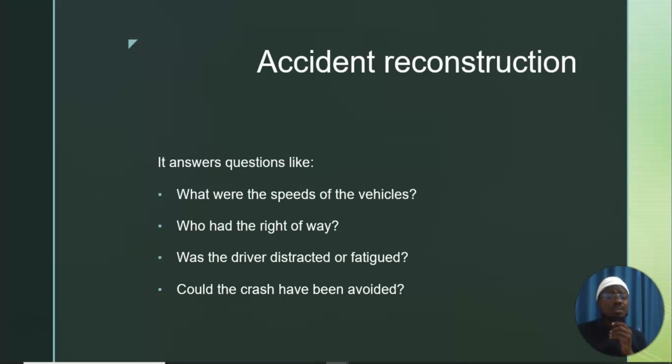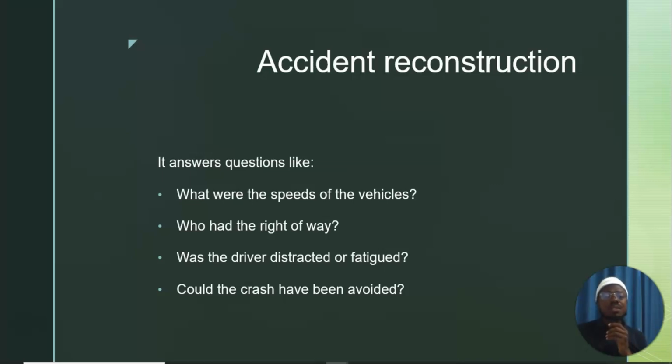And also, was the driver distracted or fatigued? That also helps to know if it is a result of distraction, and what the possible distractions are. Is it a result of some of the electronic boards or billboards in the area? Is it a result of the advertisements, or some of the activities going on in that particular area? So it is very important to understand if the driver was distracted, or maybe it's a result of fatigue.